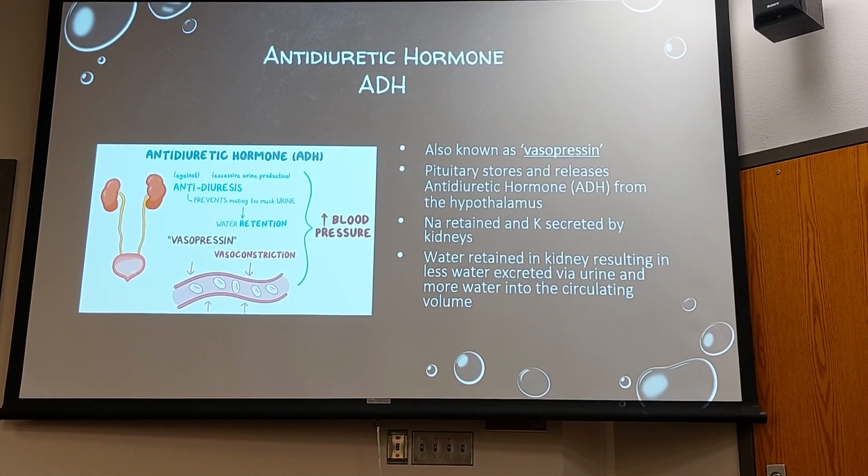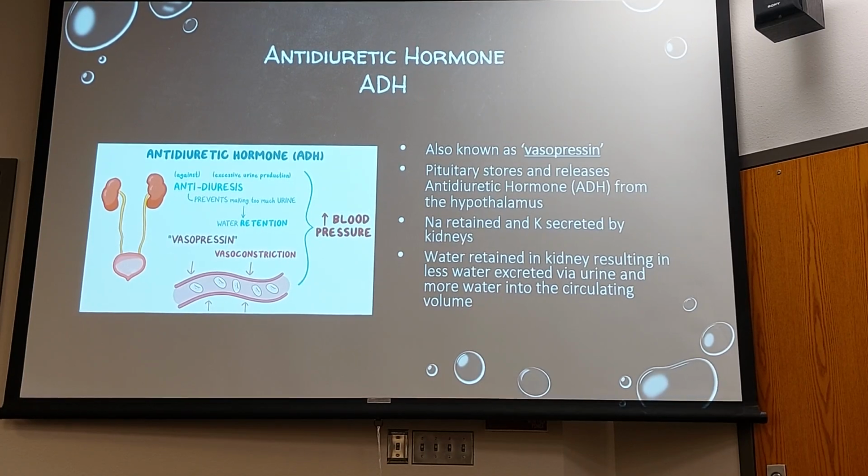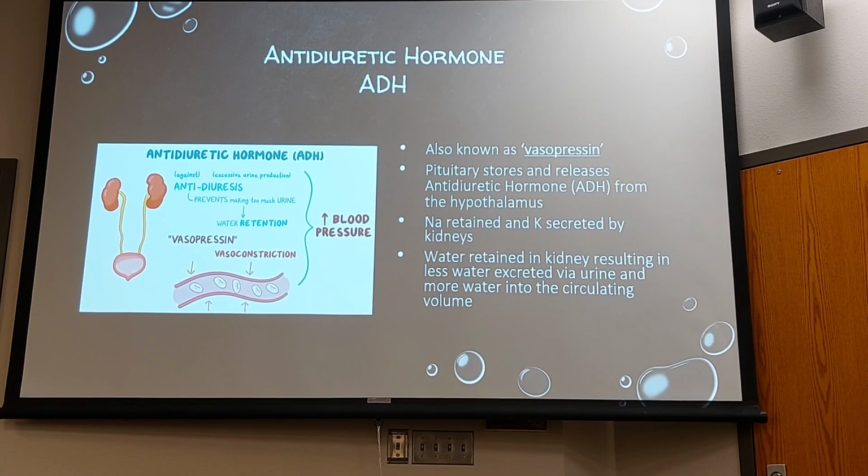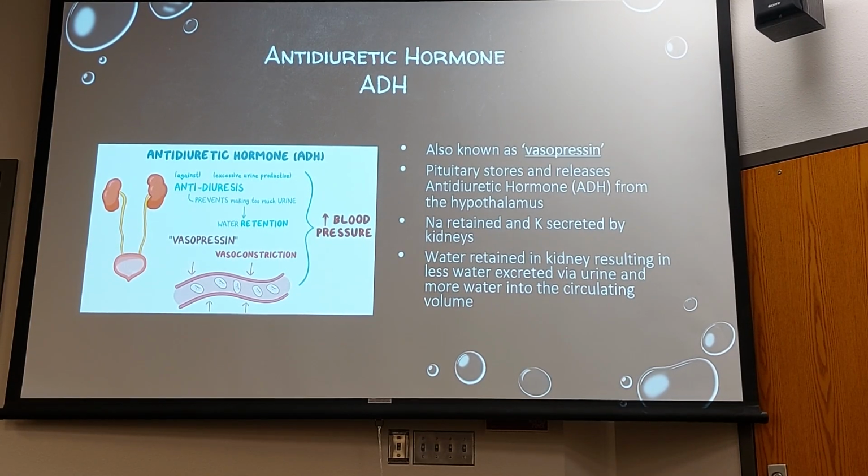So the pituitary stores and releases this antidiuretic hormone. It's initiated in the hypothalamus and sends it to the pituitary where it can be stored, and then the pituitary is responsible for releasing it when it's needed. Okay? So again, sodium is retained and potassium is secreted by the kidneys. That's what this hormone is doing.